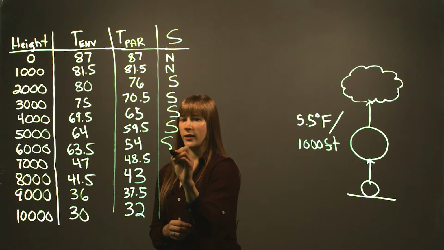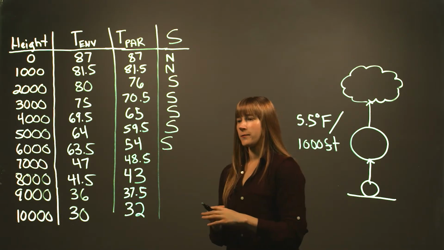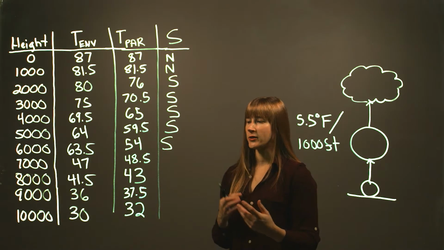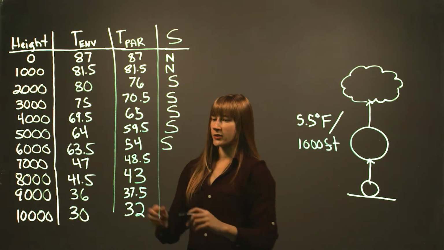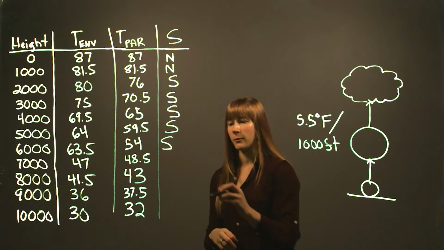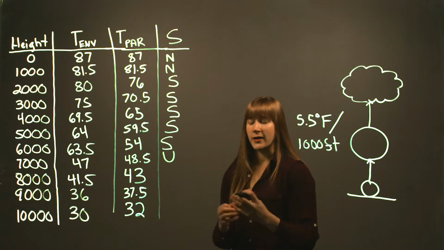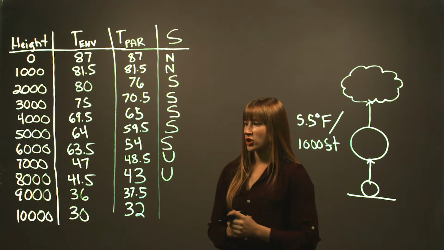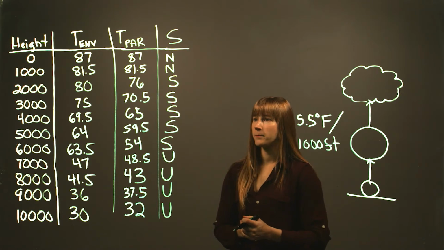Now, when we get to 7,000 feet, the environment has cooled off a lot, and our air parcel just continues to cool off at the dry adiabatic lapse rate. We're assuming it stays unsaturated. And at 7,000 feet, we find that the air parcel is actually warmer than the environment. That is an unstable situation. The air parcel is positively buoyant. And we find the same situation all the way through the end of our table.